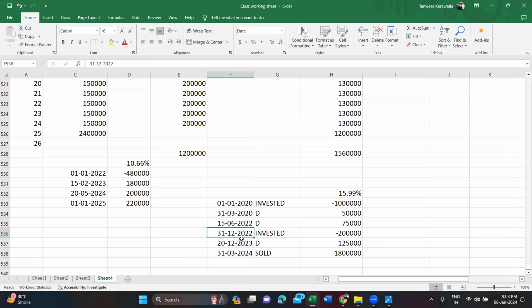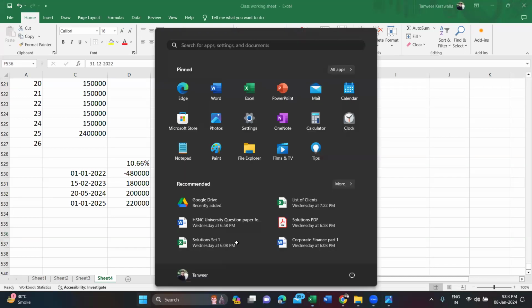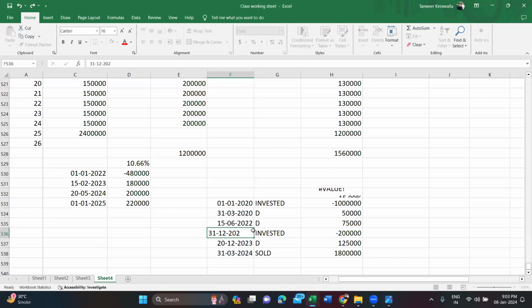The date should be proper. That's the important thing here. Dates should be exact, in the same format. If one date is wrong, let's say I make some error here and write 20 only, see, an error comes. It won't give you the right answer. So you have to ensure dates are in the correct format and all are right aligned. Dates are always right aligned by default. They should not be left aligned. If they are left aligned, that means they are not in date format. They may look like dates, but they're not. That was about XIRR.